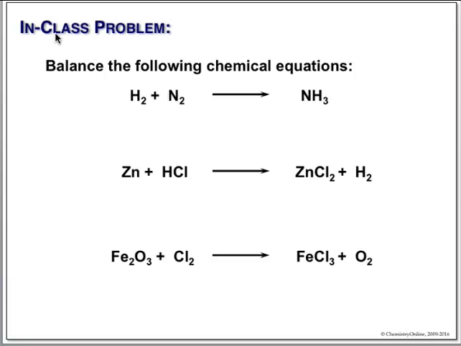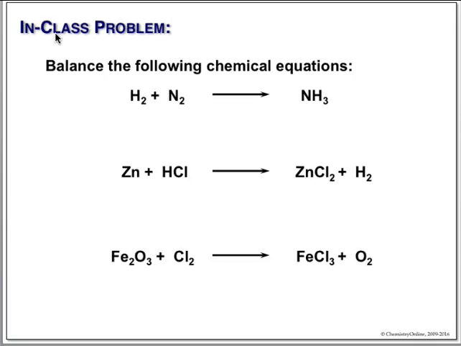If we look at our first one here, we have two nitrogens here, one nitrogen on this side, right? We have two hydrogens and three hydrogens. Now, we could make them both even here simply by doing what? Sticking in a coefficient of 2 in front of our ammonia. All right, so we did that. Now we have even hydrogens on both sides, even nitrogens on both sides.